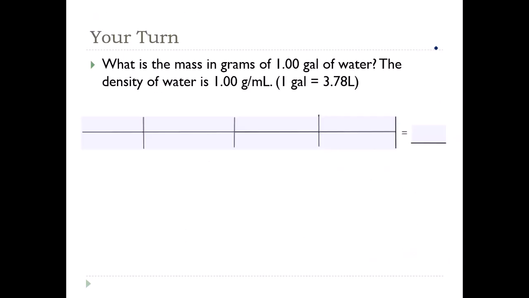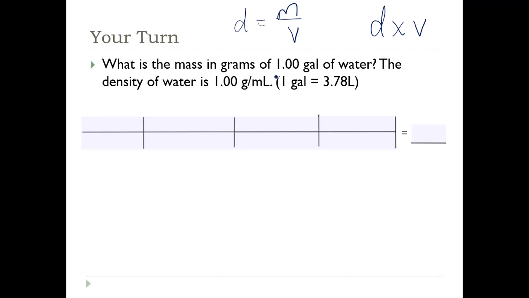Okay, so what is the mass in grams of 1 gallon of water? The density of water is 1 gram per milliliter. So I want to get the mass using the density and the volume. Density is equal to mass divided by volume, so if I want the mass, I have to say the density times the volume.